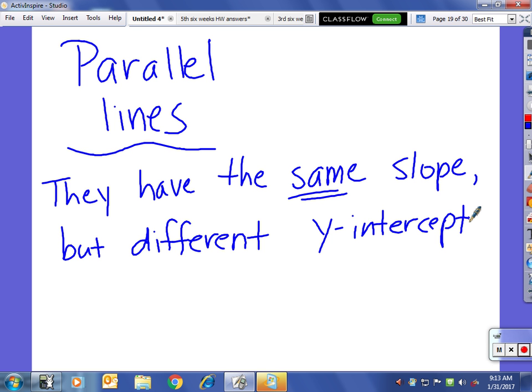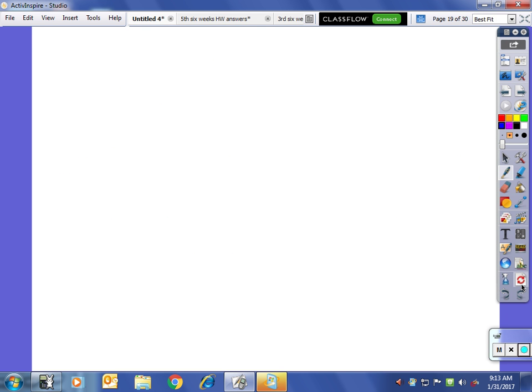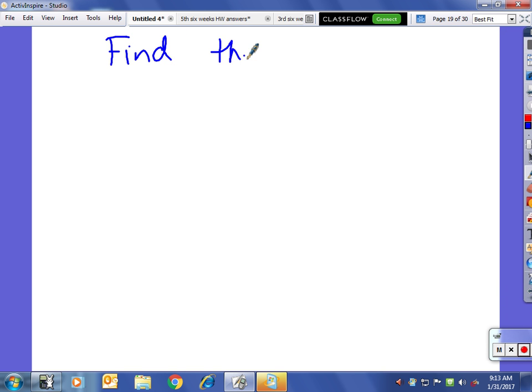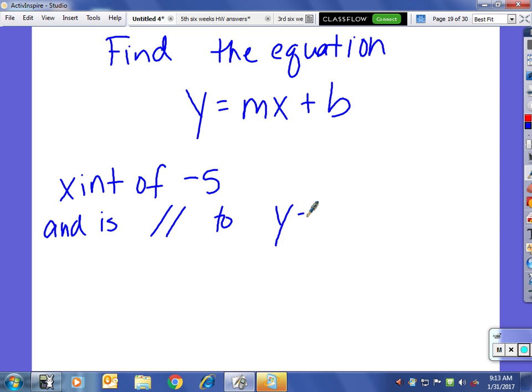Can I erase this screen? Okay. I'm going to ask you to find the equation of the line described. So I'm going to either give a written description or a picture, and we're going to find the equation of the line described in the form we're used to. There's lots of different forms, but right now we're focusing on this form. What's that called? Slope-intercept form. Okay, so I am thinking of a line that has an x-intercept of -5 and is parallel to y equals 7x minus 12.